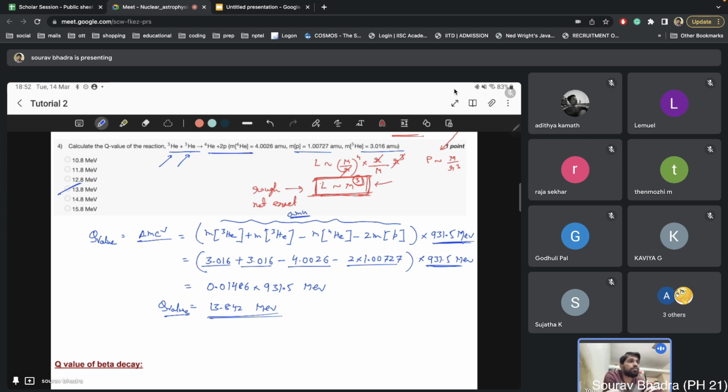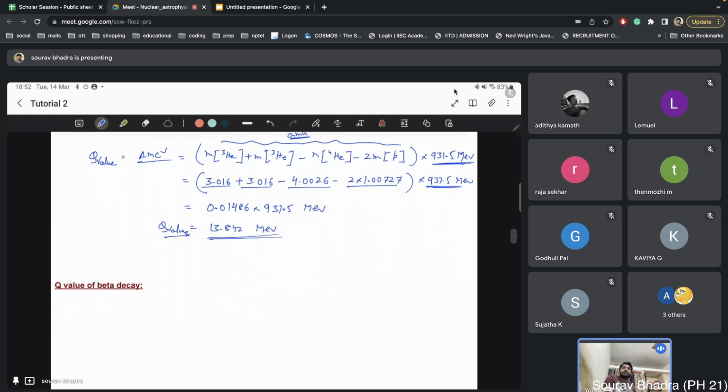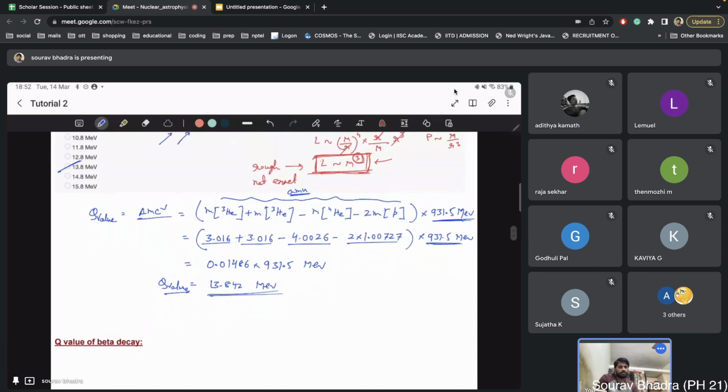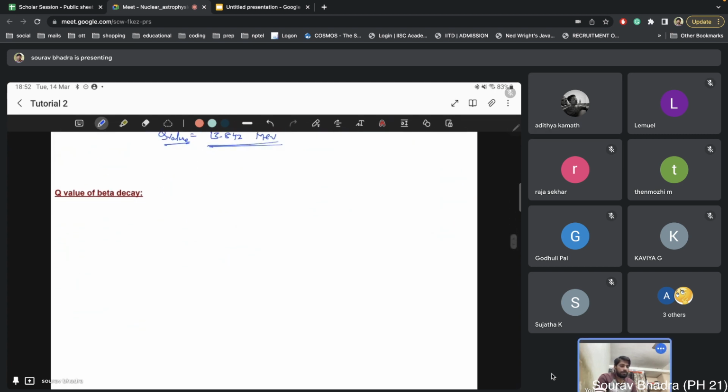Now I will do one thing which sir has asked you to do, but I don't know whether you have done it or not. That is the Q value of beta decay. This is a very easy thing, I think everyone can understand. Any question? Okay. Now I will go to the Q value of beta decay.